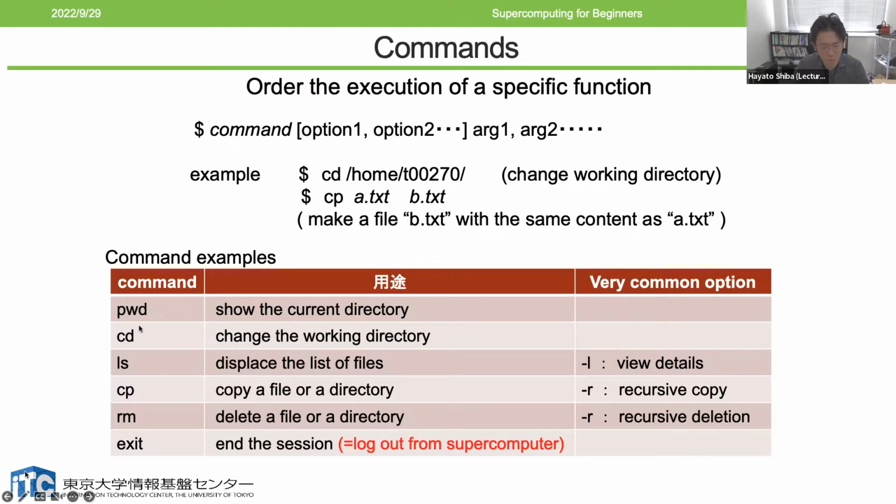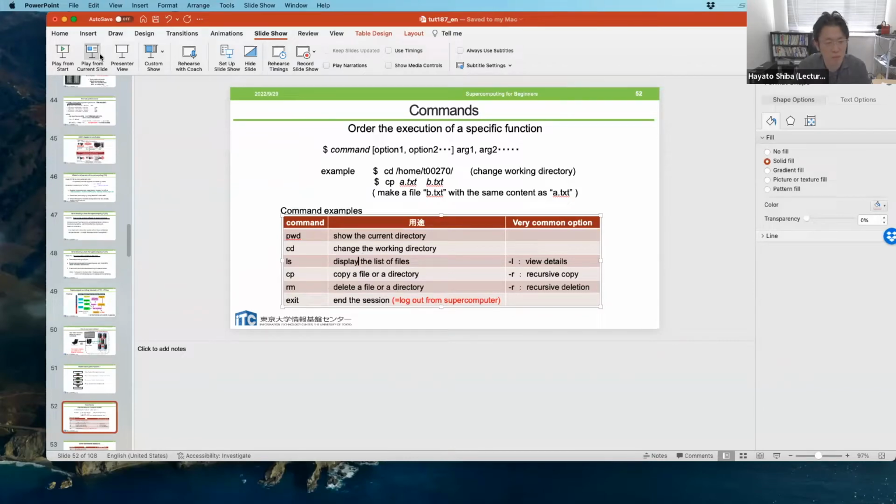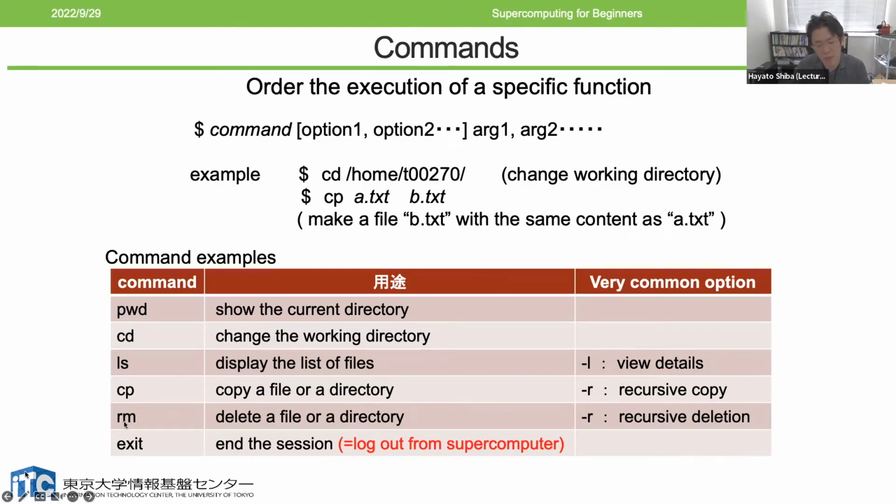So I'm going through the list. pwd is for showing the current directory you're working in. cd changes the working directory into the specified directory. And ls displays the list of files. Sorry, many misspellings exist. cp copies and rm deletes. exit is special on a supercomputer environment. If you type exit, then the session in the terminal will end. And when you are logging into the supercomputer, it means that you are logging out from the supercomputer.